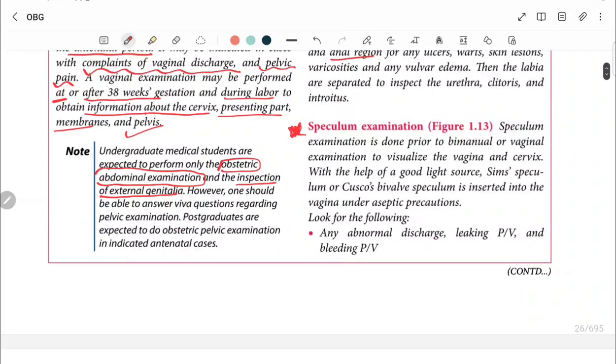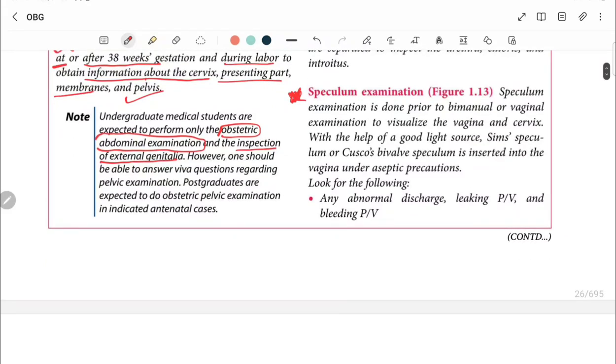So speculum examination is done prior to bimanual or vaginal examination to visualize the vagina and cervix. So with the help of a good light source, what is the speculum name? Sims speculum or Kuskow's bivalve speculum.